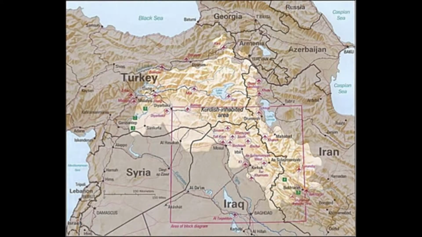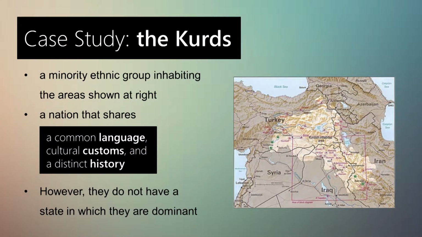And so I'm going to walk you through a little example about the Kurdish nation. So here you can see there's a map of the traditional area that the Kurds inhabit, and this would include eastern Turkey, eastern Syria, northern Iraq, and western Iran. The Kurds are a minority ethnic group living in that area, and they share some of the common cultural characteristics that we expect of nations. They have a common language, which is Kurdish. They have distinct customs, which distinguish them from their neighbors, and they have a distinct history. However, as you can see from the map, the Kurds are split between several different states or countries, and this makes them a nation without a state. And maybe you can think of a few examples of your own.